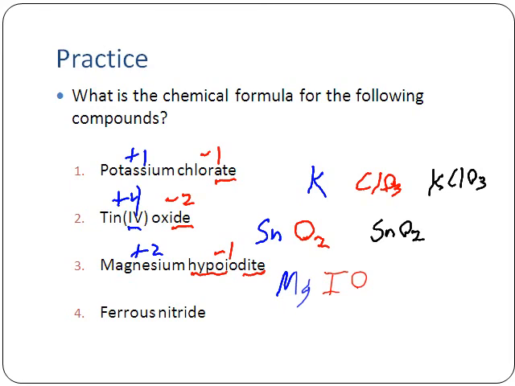Remember, the valences do not change if you change from ate to ite, but we do have to balance this, because we're going to have 2 hypoiodites to balance out that +2 on magnesium. And so we have to have 2 of those right there to get it to balance. So this is what we have: Mg, open parentheses, IO, closed parentheses, 2. And that's going to be magnesium hypoiodite.